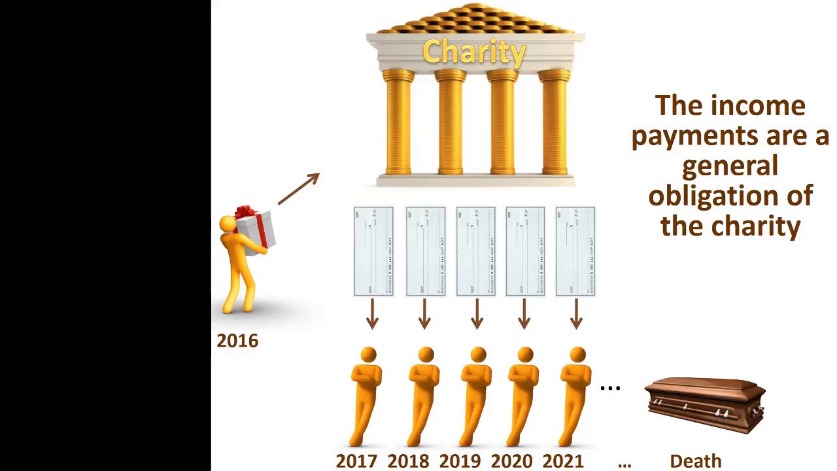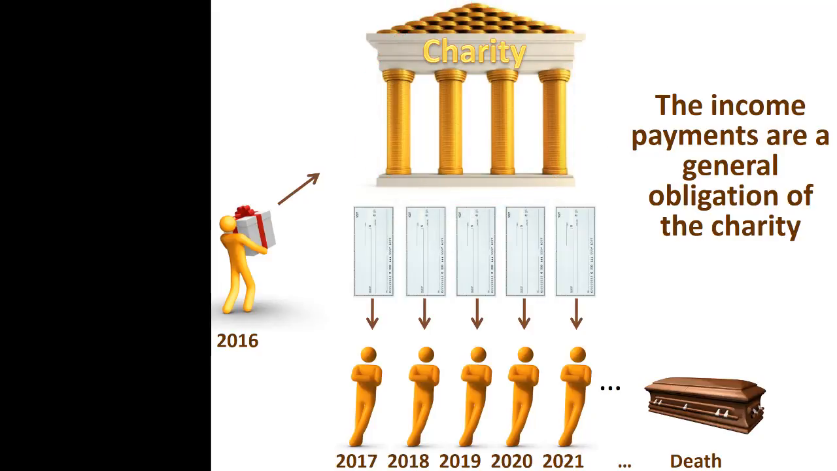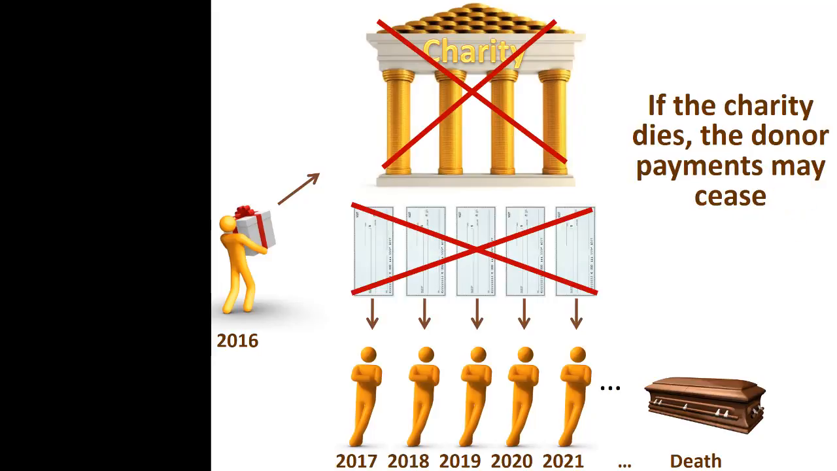The annual payments come from the charity. The charity is required to make these payments, and they are a general obligation of the charity. So long as the charity survives, the donor need not be concerned with market crashes and other investment worries. However, if the charity goes bankrupt, the donor payments may cease or be reduced.